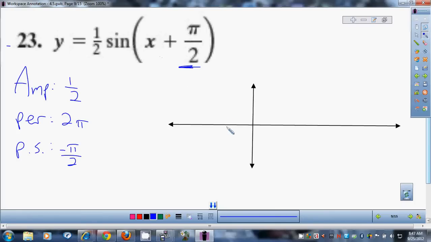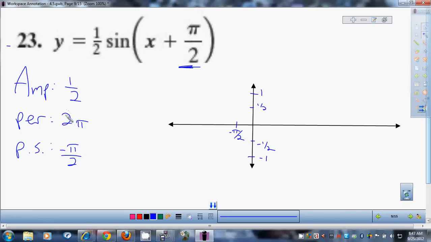Okay. Normally, this would go as high as 1 and negative 1. But because of our amplitude, what's the max and min going to be now? That's right. Negative 1/2 and positive 1/2. That's as high and low as I'm going to go. Phase shift. Instead of starting at 0, 0 for sine, I'm going to shift left how much? Negative pi over 2.